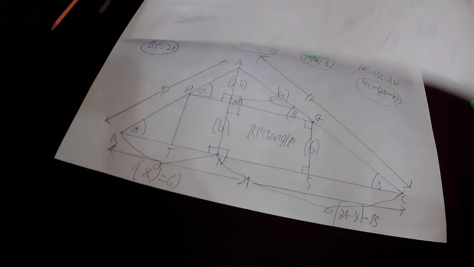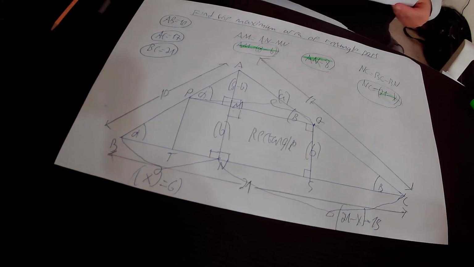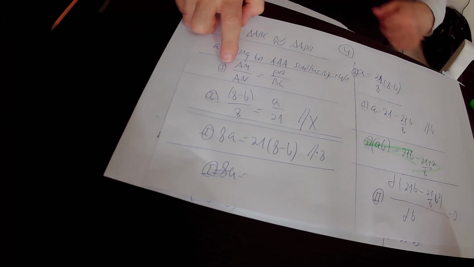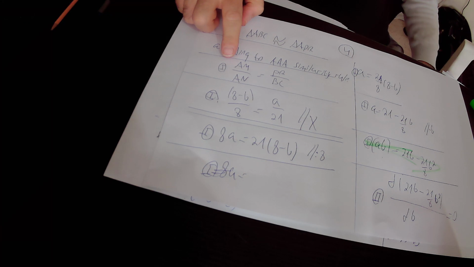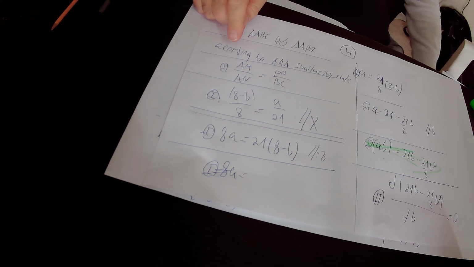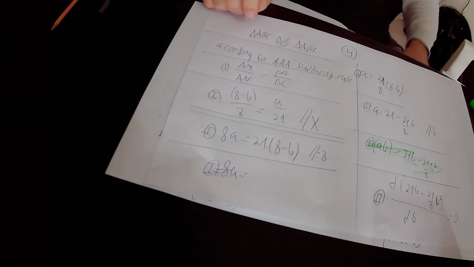So in conclusion, because the big triangle ABC is similar to the small triangle APQ, AM over AN, that is the ratio between the corresponding heights of the two similar triangles, must be equal to PQ over BC. That is the ratio between the corresponding sides of the two similar triangles. So, according to equation 1, we found out that AM over AN equals PQ over BC.